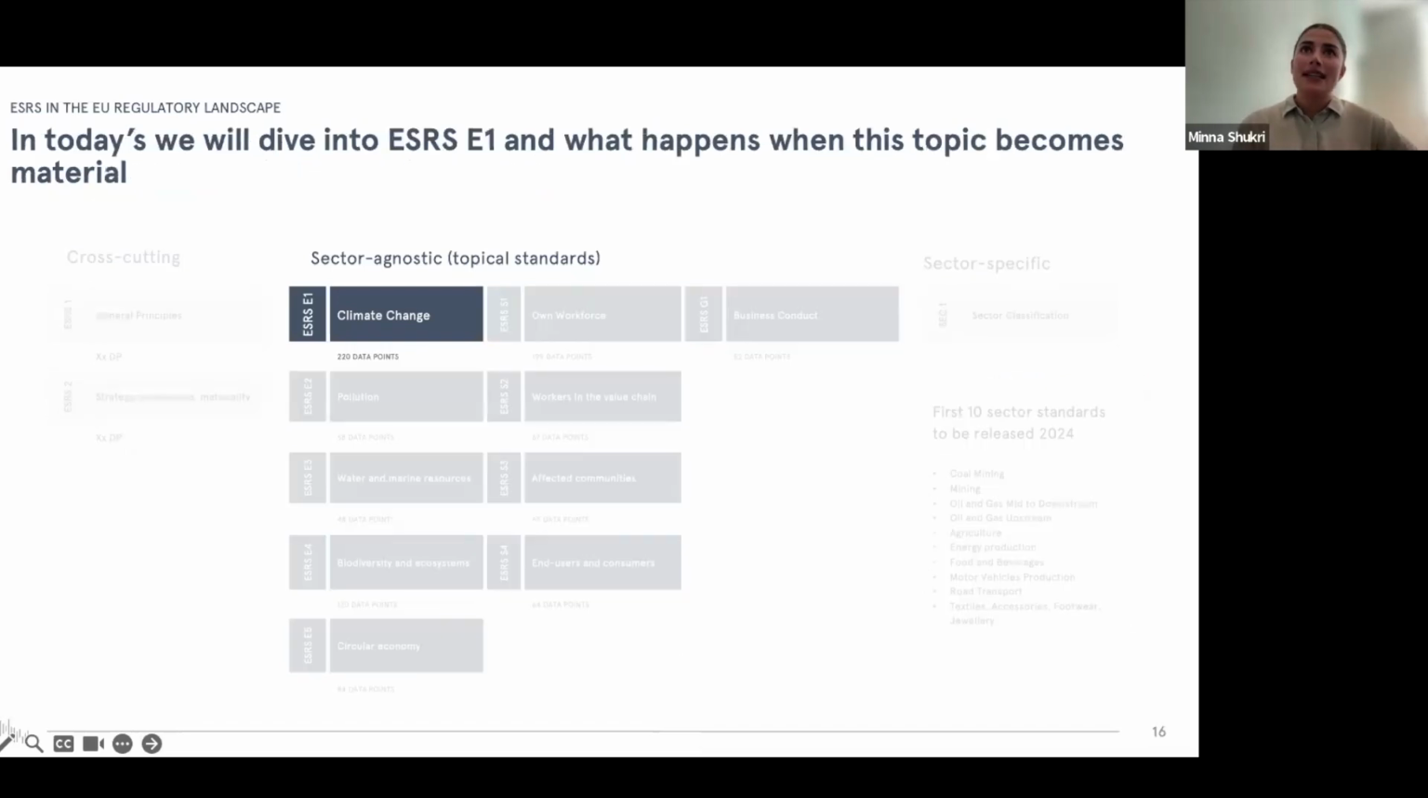So for today's session, we will only focus on one topical standard. It will be ESRS E1, climate change. And this standard entails climate change mitigation, climate change adaptation, and energy. And this is where Maria will take us a bit more through.